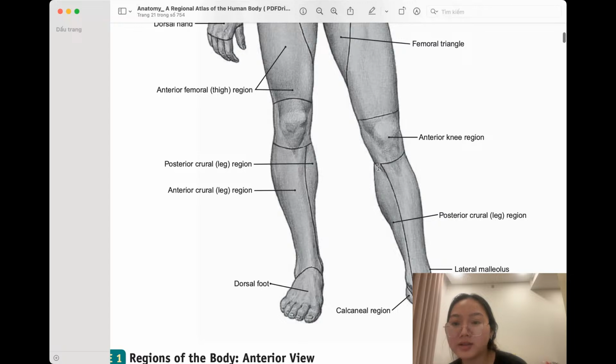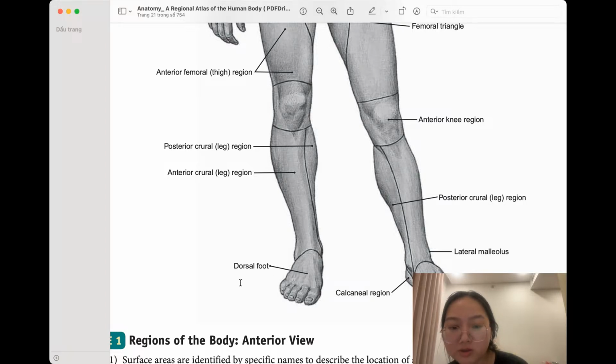Anterior is the front of the knee region. Posterior crural leg region. What does crural mean? Crural relates to the leg, and any part called crus, for example the crura cerebri. Posterior crural region. Anterior crural region, crural means about the leg and anterior is the front. Posterior is from the back. Crural means the leg.